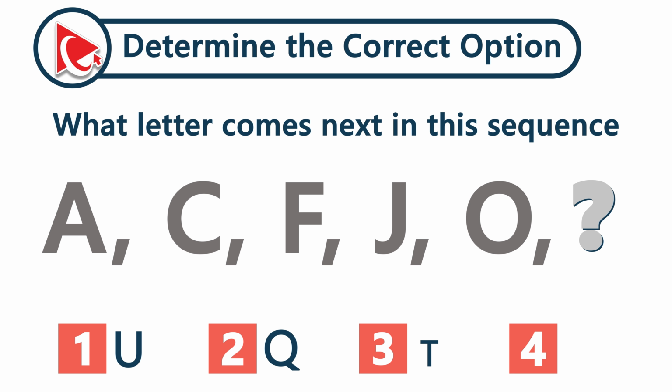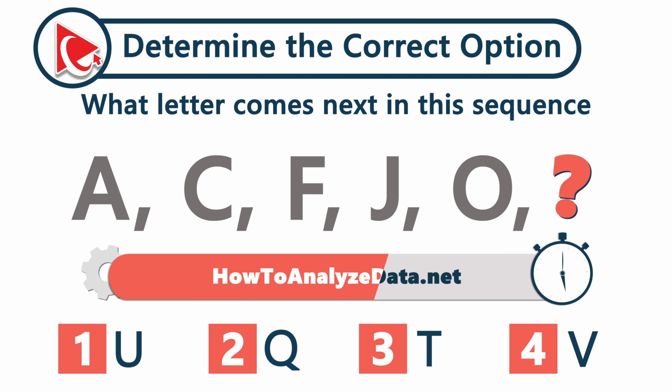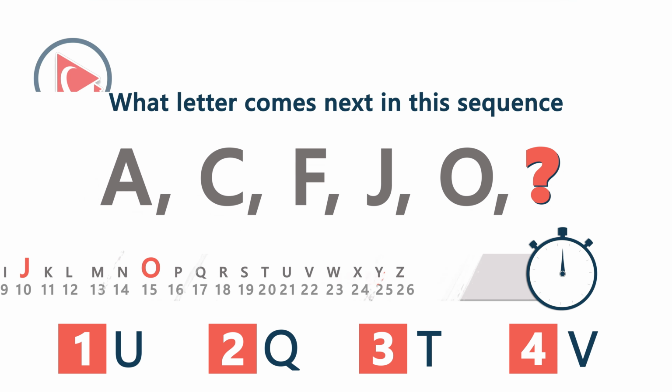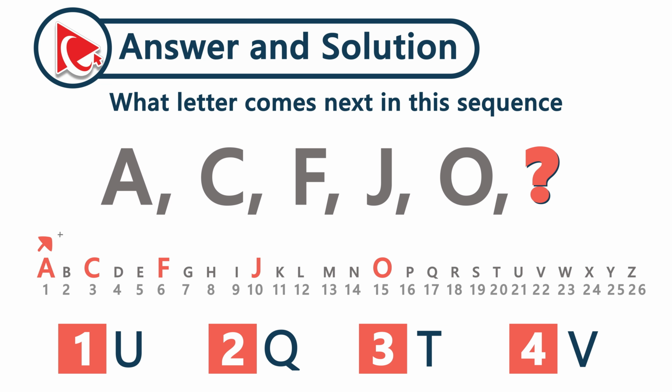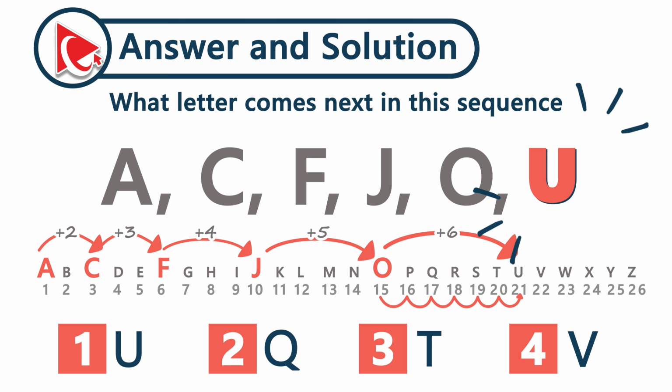What comes next in the sequence? A, C, F, J, O? Look closely at the gaps between the letters. A to C is +2, C to F is +3, then +4, then +5. Do you see the trend? The last letter is O, which is the 15th letter of the alphabet. Add +6 and we get 21, which is the letter U, and that completes the pattern. So the correct answer here is choice 1, U.